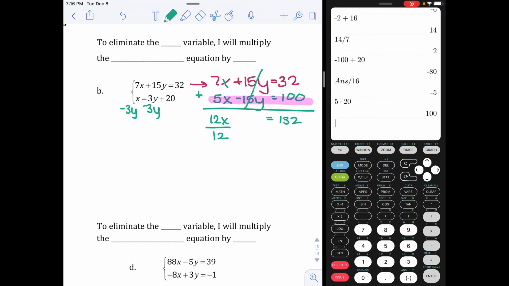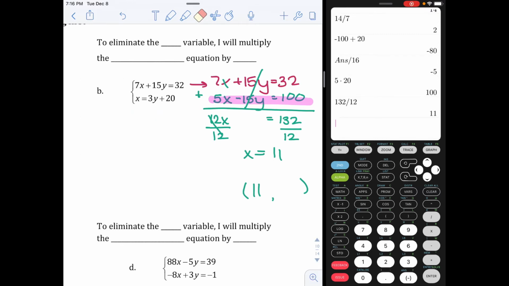Let's divide both sides by 12. You guys are pros at this. 132 divided by 12, we get a nice 11. Let's set ourselves up and start that coordinate. We found the x, it goes in the first slot. Then you are able to pick one of the two original ones that looks easiest to you. I'm just going to grab the second one. I'm going to rewrite it. I'm going to plug in that 11 for the x spot, using substitution, and let's solve for that y.